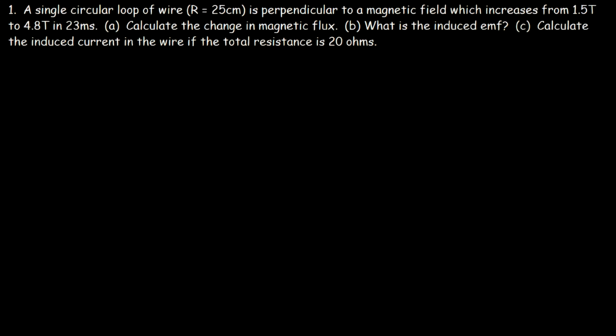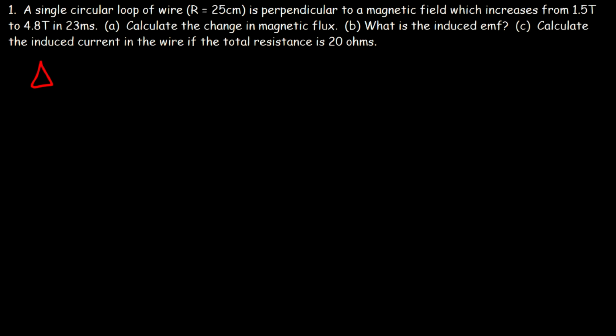Now let's work on some problems. Number one, a single circular loop of wire is perpendicular to a magnetic field which increases from 1.5 Tesla to 4.8 Tesla in 23 milliseconds. Part A, calculate the change in magnetic flux. So let's begin with that.